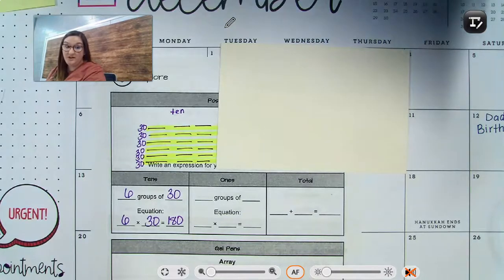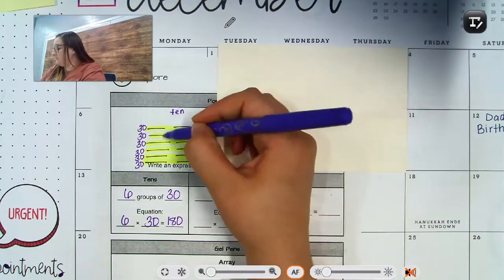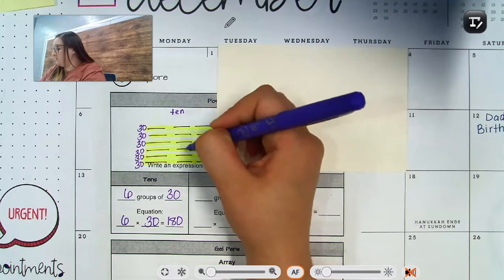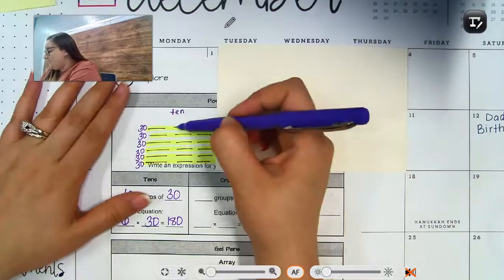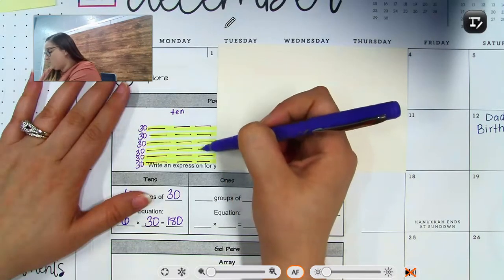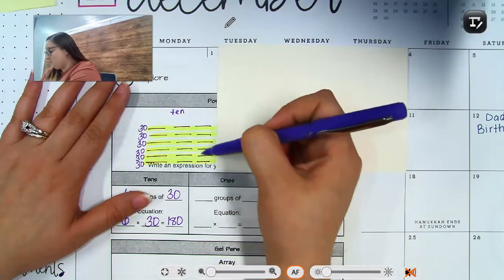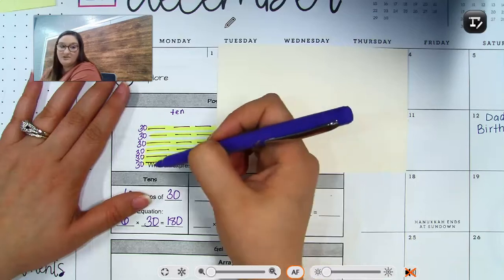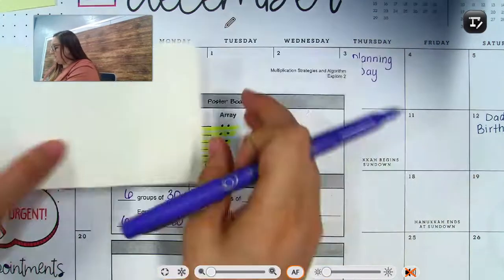Okay, or you could have gone and counted by tens. 10, 20, 30, 40, 50, 60, 70, 80, 90, 100, I messed up. So 10, 20, 30, 40, 50, 60, 70, 80, 90, 100, 110, 120, 130, 140, 150, 160, 170, 180. Okay, now we're only going to look at our ones.